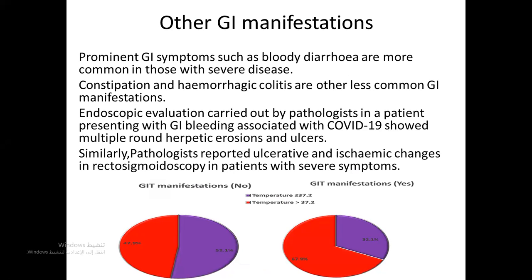Endoscopic evaluation carried out by the pathologists in a patient presenting with GIT bleeding associated with COVID-19 showed multiple round herpetic erosions and ulcers. يعني الأشخاص اللي عندهم كورونا ممكن يكون عندهم GIT bleeding، ويظهر عندهم erosion وulcer، تقرحات. Similarly, pathologists reported ulcerative and ischemic changes in rectosigmoidoscopy in patients with severe symptoms. فهي باختصار ممكن يكون نتيجة الـ bleeding إنه يحدث عندهم ulcer وhemorrhage and ischemic changes.